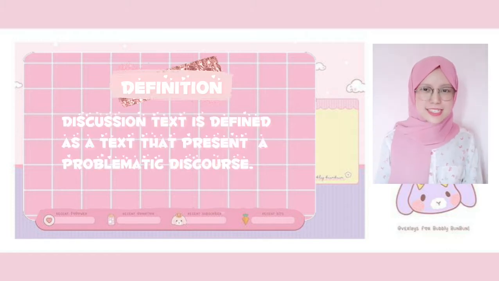Discussion text is defined as a text that presents a problematic discourse. We can say that discussion text is a text that presents one topic problem which is discussed in many points of view. As we know, there are two points of view: pro and cons. So, the text will talk about the pro and cons points of view of the topic.